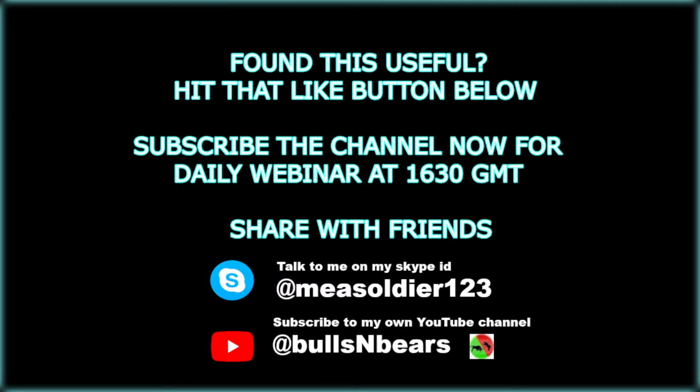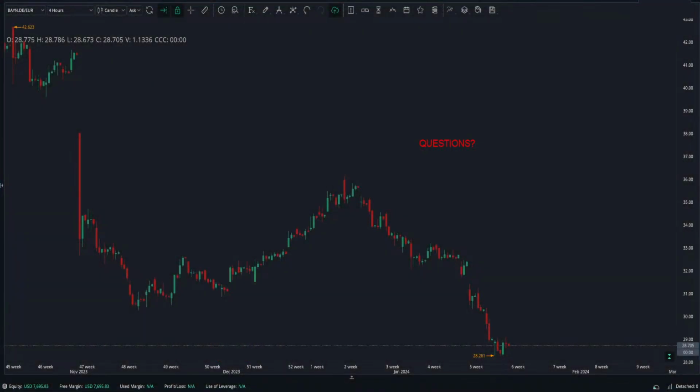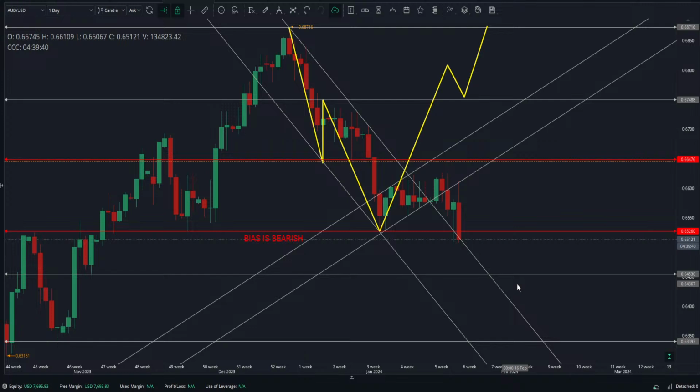Entry point on AUD. What are you talking? Okay, let me check. See, one entry you have missed, that is the break and retest. Now if you are looking for entry, maybe you should enter close to 0.6526. Although it is close to 0.6526, if it closes below this 0.6526, you can sell this market with a target of 0.6453 and also 0.6339.